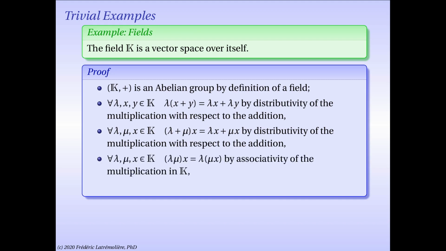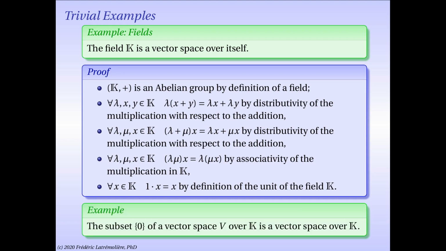The multiplication of a field is associative. We also proved that in our first lecture. Thus, the second compatibility relation in the definition of a vector space also holds. And last, by definition of the unit of a field, for any x in K, 1 times x is indeed x. So here we have it. Any field is a vector space over itself.